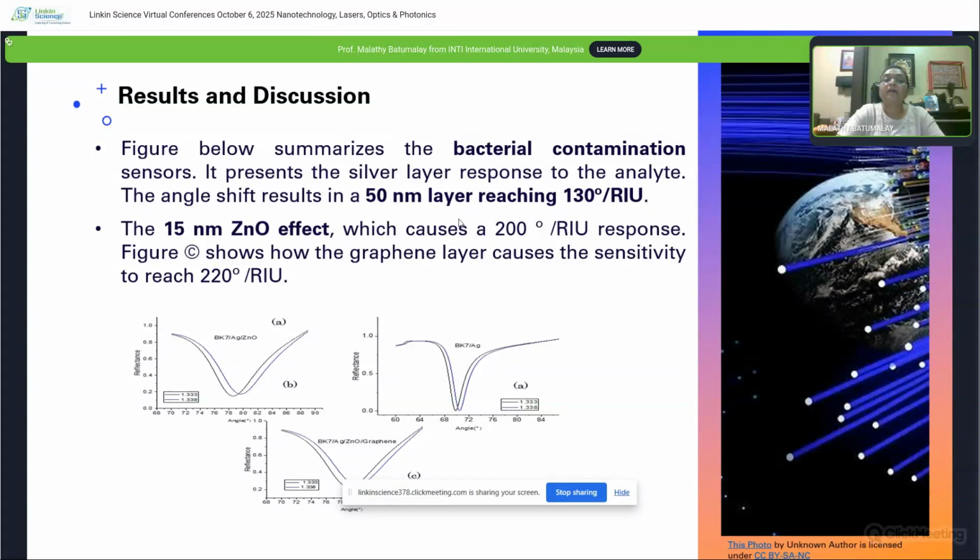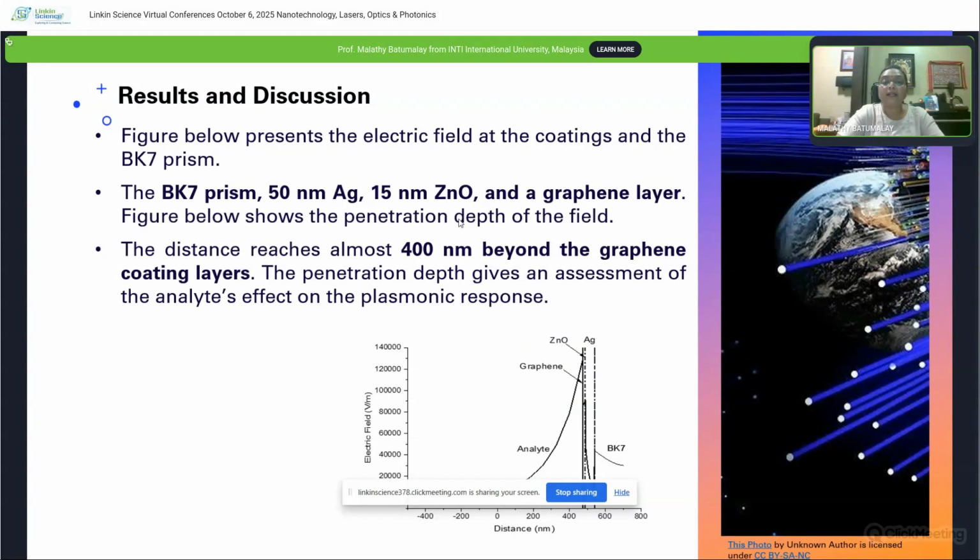At the same time, the figure that you can observe here presents the electric field at the coating and the BK7 prism. The BK7 prism coated with 50 nanometer silver, 15 nanometer zinc oxide and a graphene layer shows the penetration depth of the field. The distance reaches almost 400 nanometers beyond the graphene coating layer. The penetration depth gives an assessment of the analyte's effect on the plasmonic response.